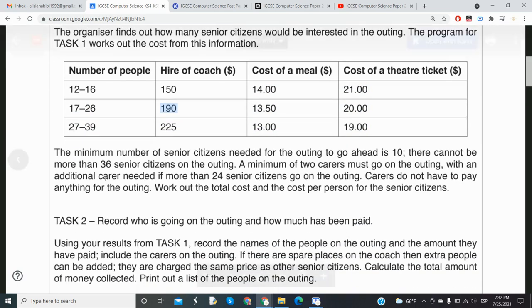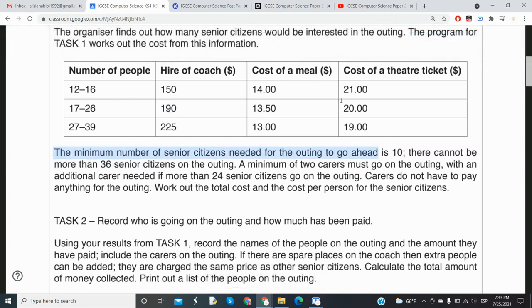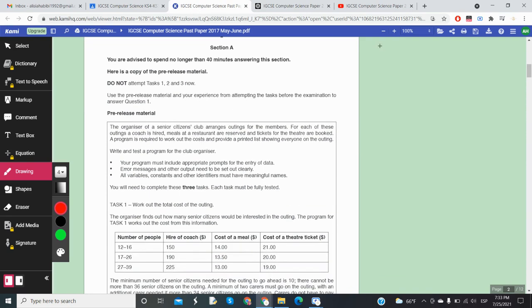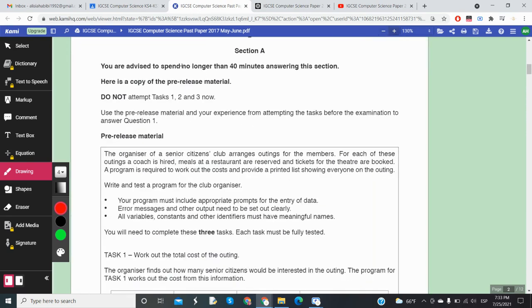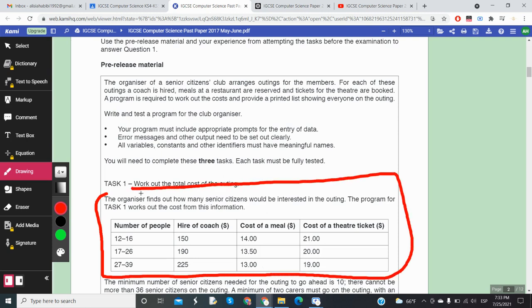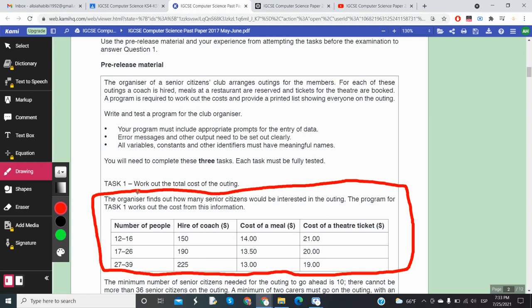So for task 1, it says the minimum number of citizens. So this is important information. So what I advise my students always to do is kind of trace the information that you have. So the really important information all the way starts from task 1. So now that you know that this is the information you need to be able to use to calculate the total cost, you're going to have to make sure that you trace out what exactly you're going to be requiring from the user when using this program.